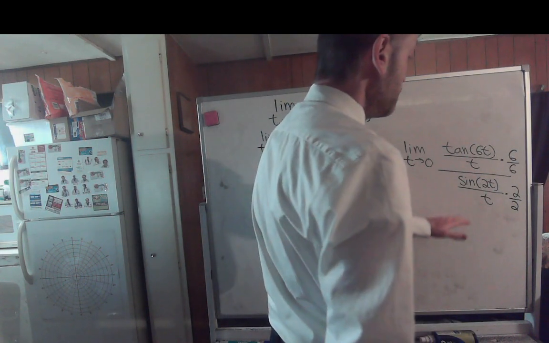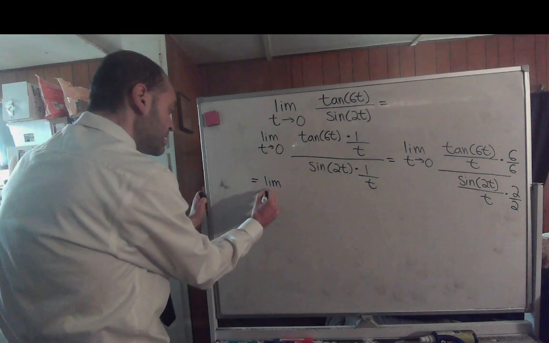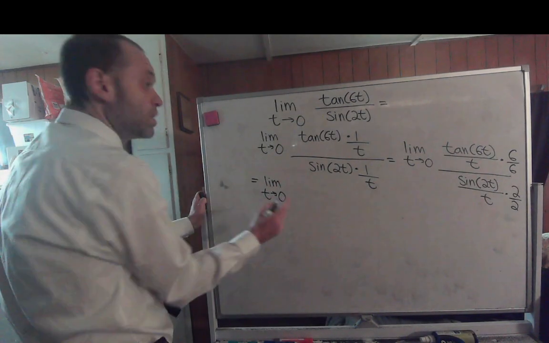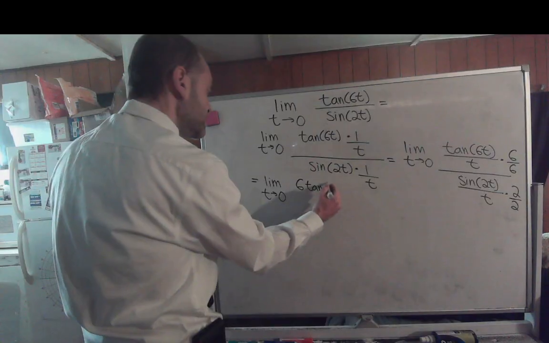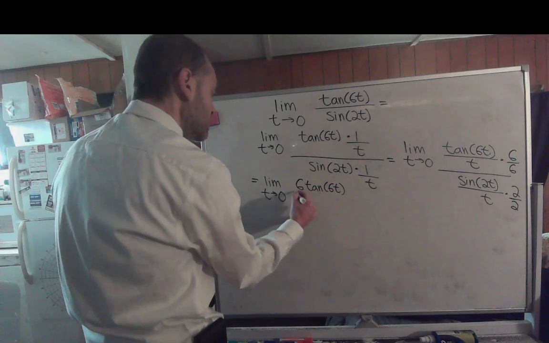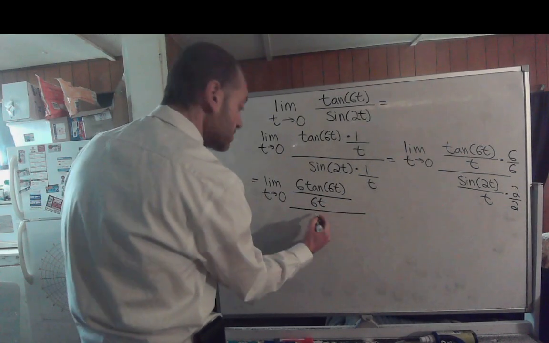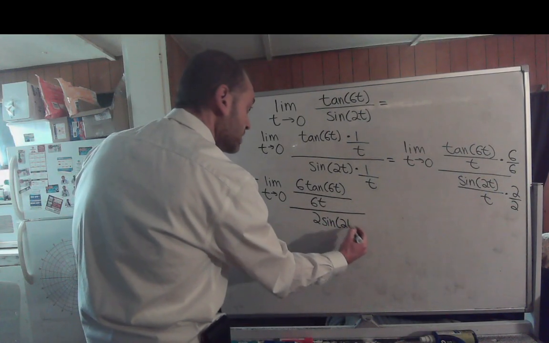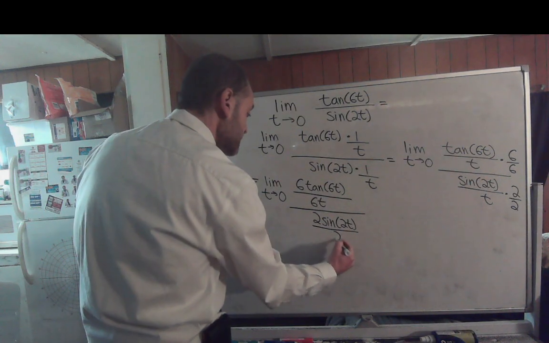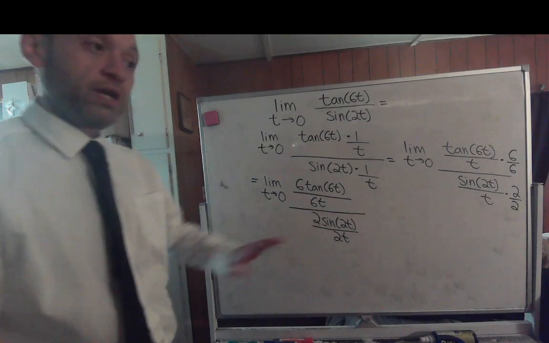So that's going to make this into a form we can work with. Let's see what we're working with now. The limit as t approaches 0 of 6 tangent of 6t divided by 6t, all over 2 sine of 2t all over 2t. Now we have the numerator and denominator in a form we can work with.